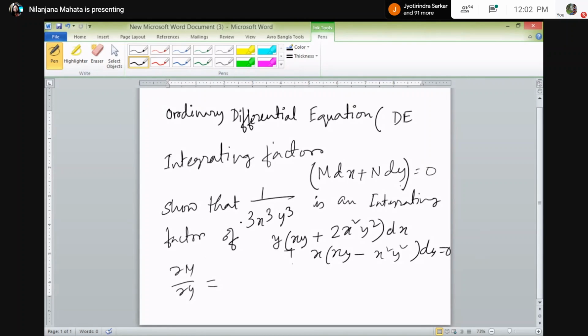So what is the result? It is an exact equation. Then multiply this by the integrating factor that is already given, 1 by 3x³y³, and then check whether this condition is satisfied.